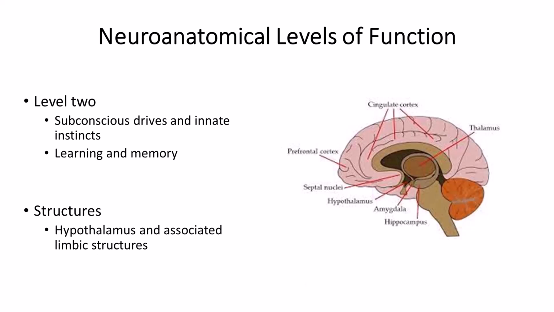The second neuroanatomical level of function deals with subconscious drives and innate survival instincts. Examples of these subconscious drives would be the drive for hunger and thirst, as well as reproduction. Level 2 also deals with learning and memory. The structures involved in this level of function are the hypothalamus and the closely associated limbic structures.